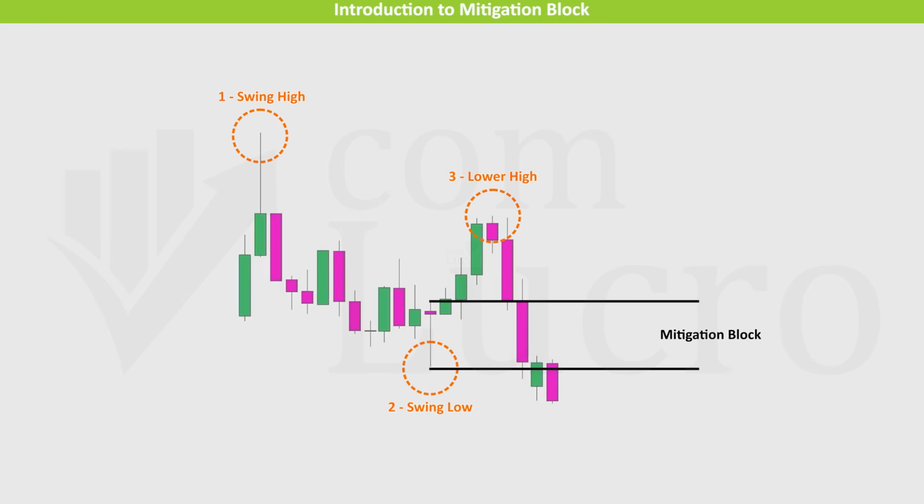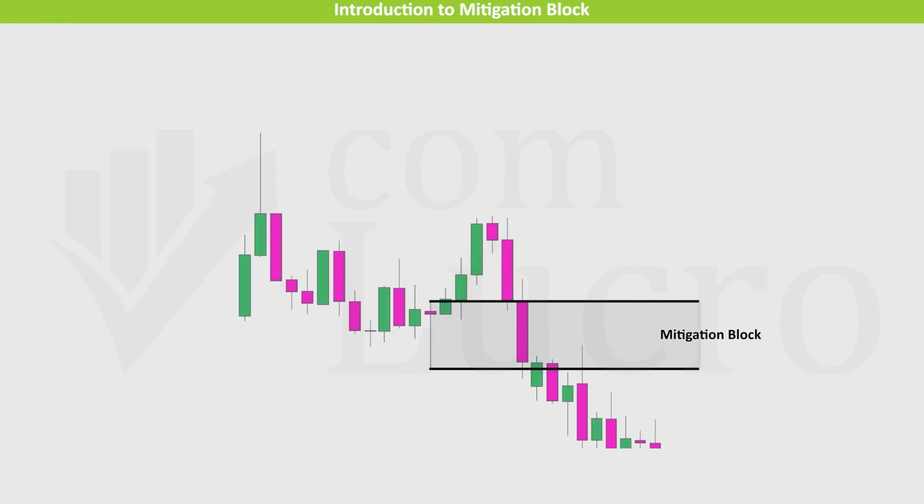To identify a valid bearish mitigation block, the first step is to look for a swing high to form. Next, we need to see a swing low. After this, the price must create a lower high with an impulsive bullish expansion. What we need to see next is an immediate reversal, followed by a market structure shift that breaks and closes below the latest swing low.